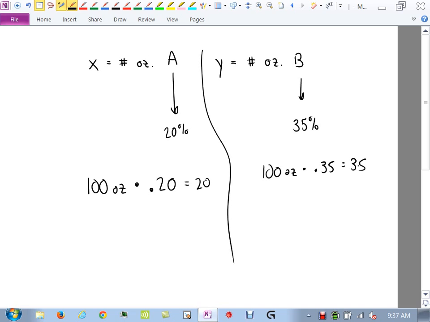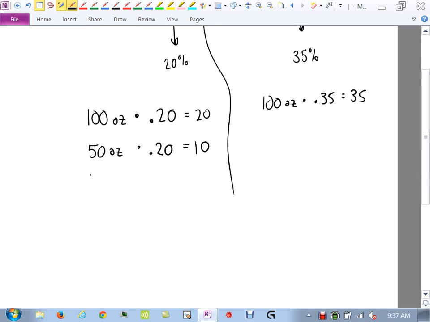Do you follow that? What if I pour 50 ounces of A? How many ounces of it would be sugar? Instead of 100 ounces, I do 50. Well, you take 50 and you multiply it by what? 0.2 again, and you would get 10. What if I poured 10 ounces of the 20% mixture? How many ounces of that would be sugar? 0.2 times 10, which is 2.